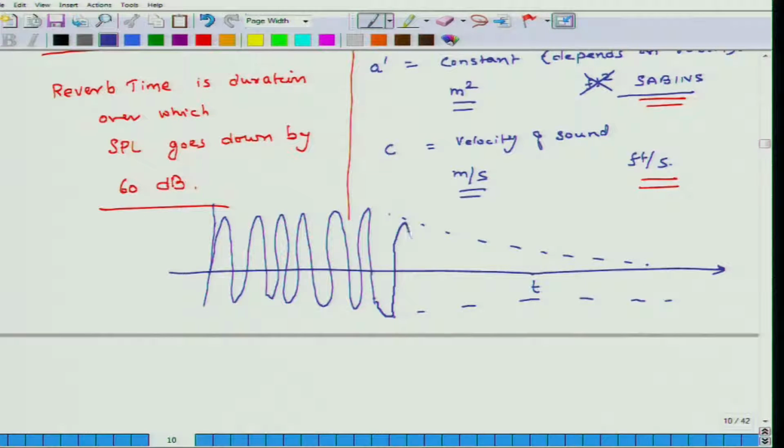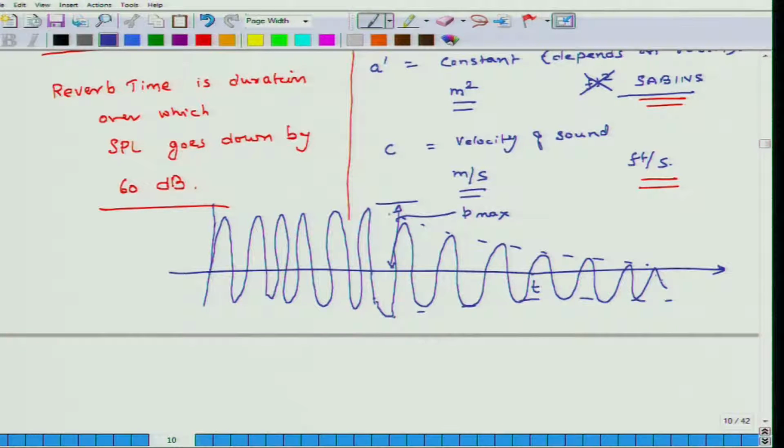So your tone starts decaying. You make this recording of the pressure signal and then you say, okay, this is my P max, and then it has decayed maybe after some time. From this P max I start counting time, and the duration it takes for this P max to go down by 60 decibels, that is the time which I identify, and I say that that is the reverb time of the room. Okay, so that is how I physically measure the reverb time of a room.